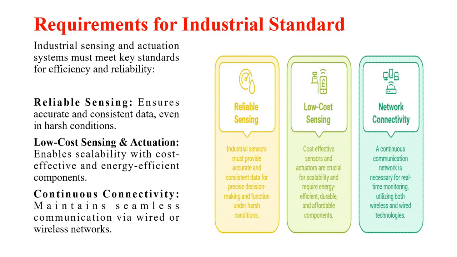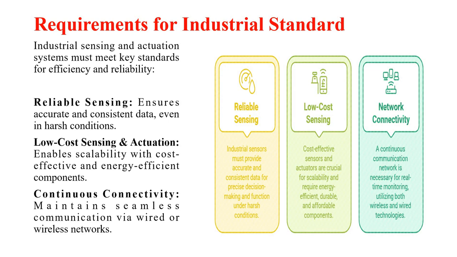The first point is reliable sensing, where the industrial sensors must provide accurate and consistent data for precise decision making, and they should function under harsh conditions such as high temperatures, vibrations, and exposure to chemicals. An example is temperature sensors in steel plants, which must withstand extreme heat while maintaining accuracy.